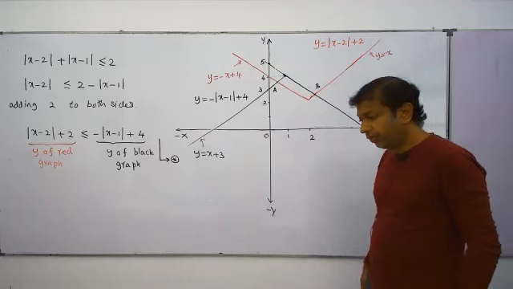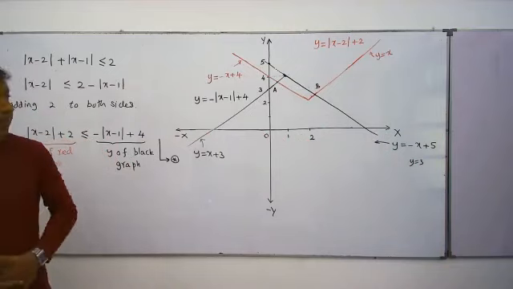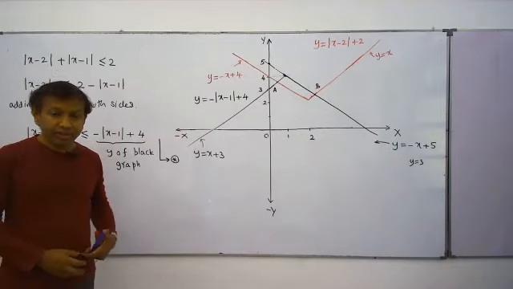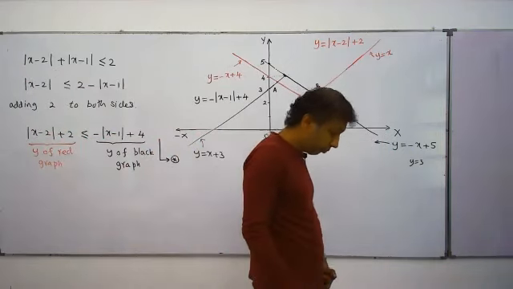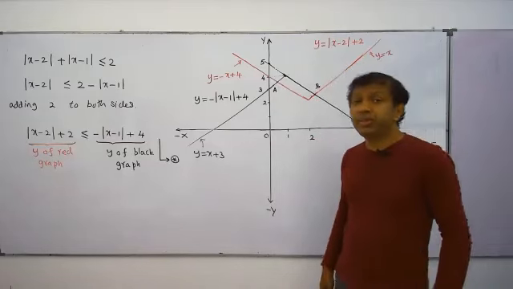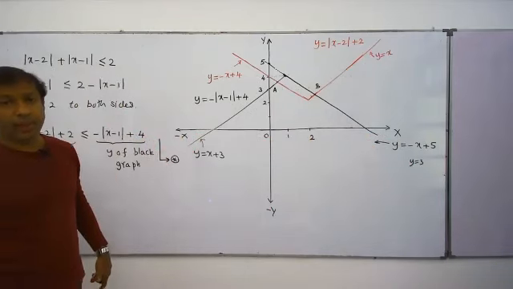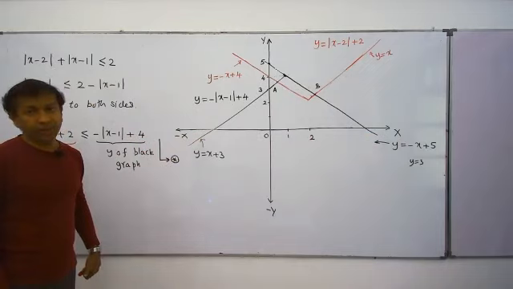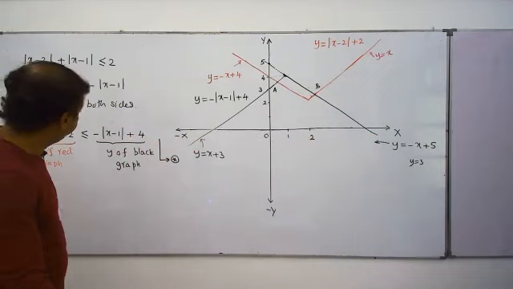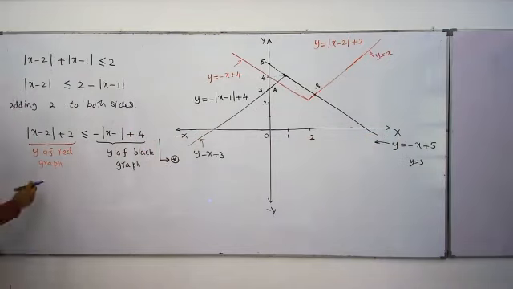Right. Therefore, let's find the points capital A and capital B. We'll write the next one: point A.